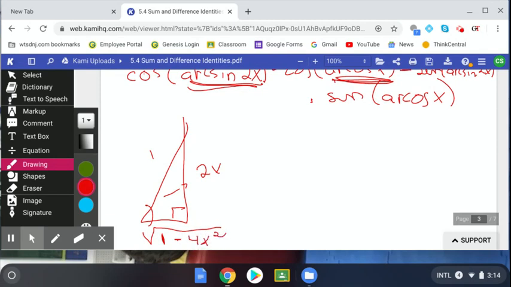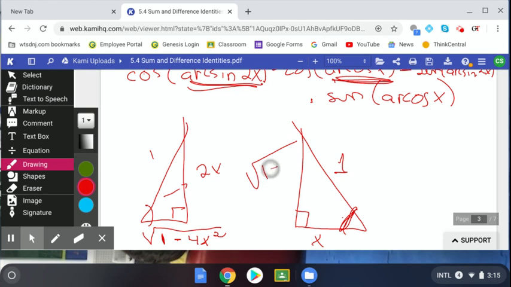And then I have to do the same for the arc cosine of x. So let's say, for instance, this is my acute angle over here. If this is x, then this has to be 1, because I know that cosine of this angle would be adjacent over hypotenuse, which would make this guy here the square root of the hypotenuse squared minus the other leg squared. So 1 minus x squared. So now I have the values, I can find any sine, cosine for those.